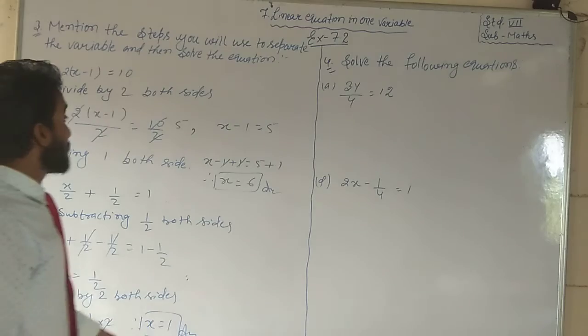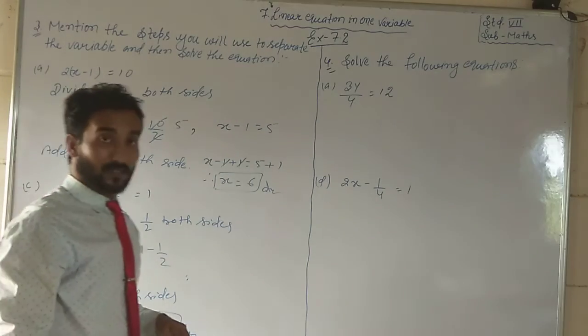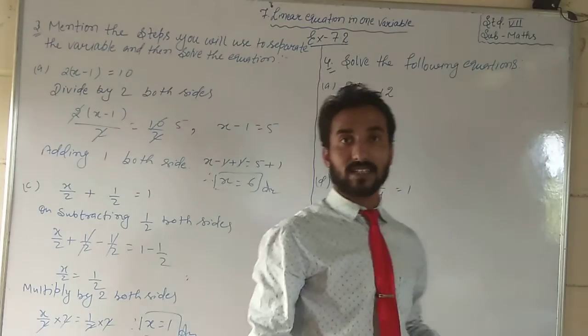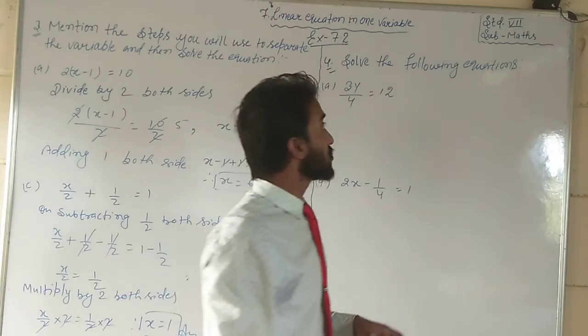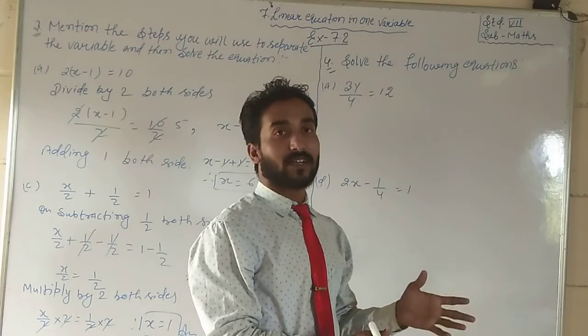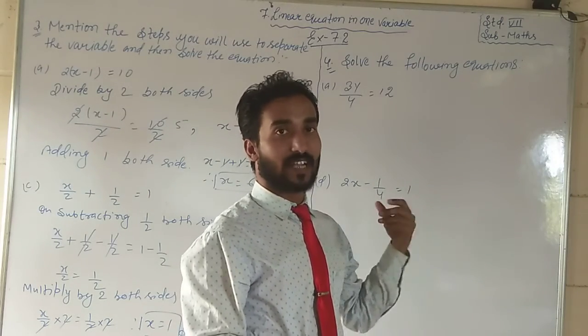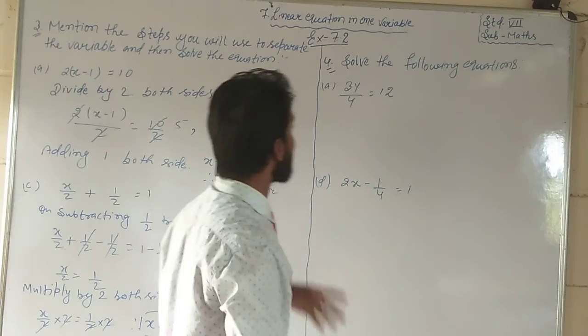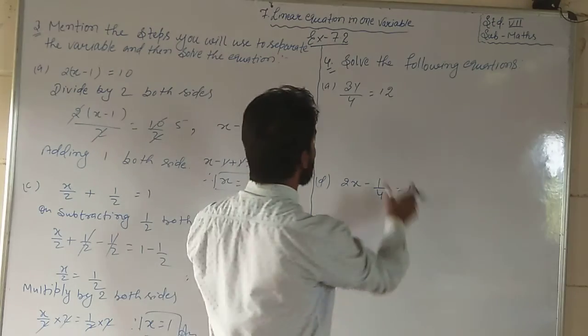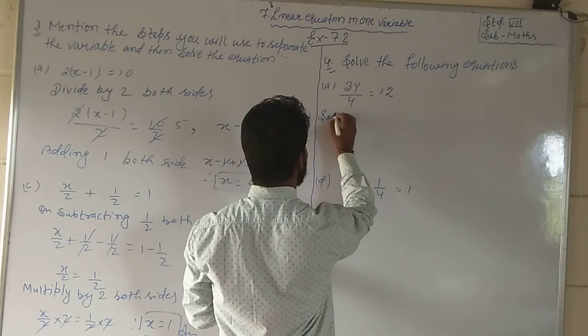I expect from everyone that you understood how to solve question number 3. The questions left are B and D. It's your turn to do them. Solve the following equation. It means if such types of questions are given, we can apply any method, because no method is specified. So we can do it by any method.